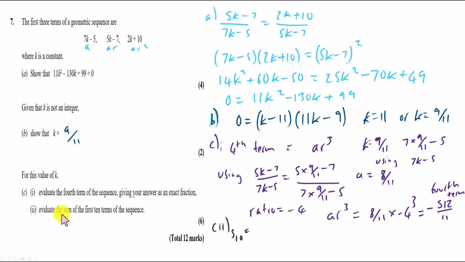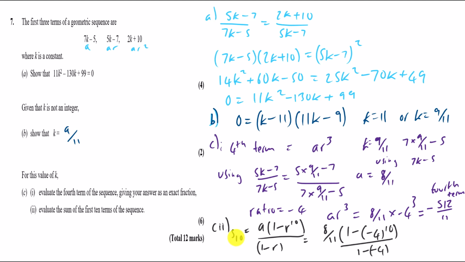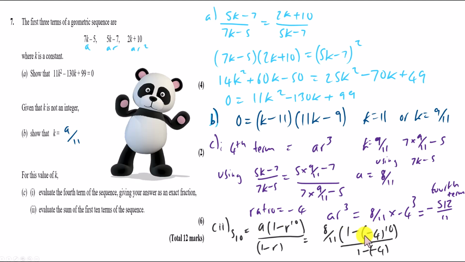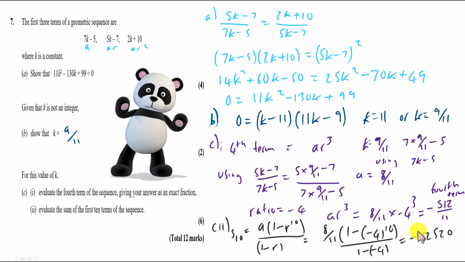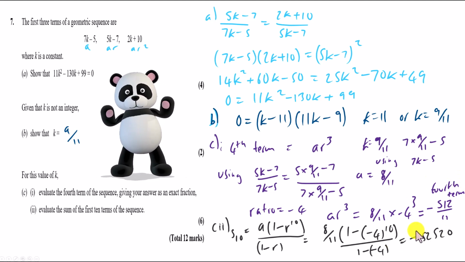Part 2, evaluate the sum of the first 10 terms. So we use the sum formula for a geometric sequence, which is like so. Substitute our A and R in. Do this correctly on the calculator with your brackets. There should actually be a bracket over the minus 4 here. I've missed that out, and that is our final answer. Good work.